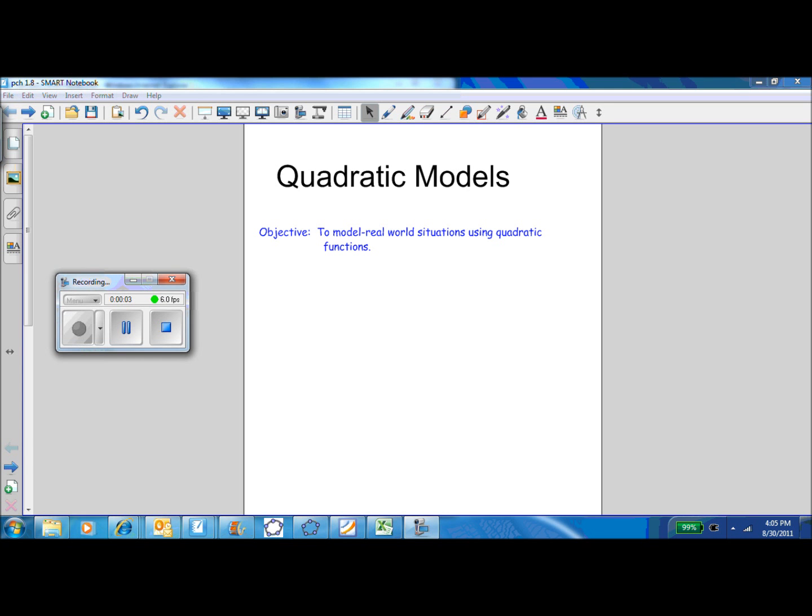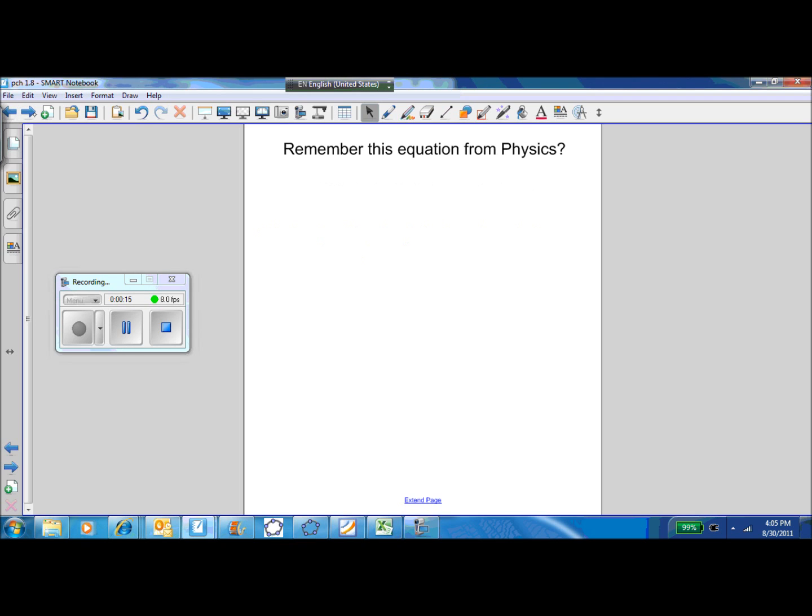This is our last lesson for chapter 1 and it's on quadratic models. It's basically using what you know about quadratic functions to come up with some application problems. Our first one is something you've seen in physics already. Do you remember this equation from physics?